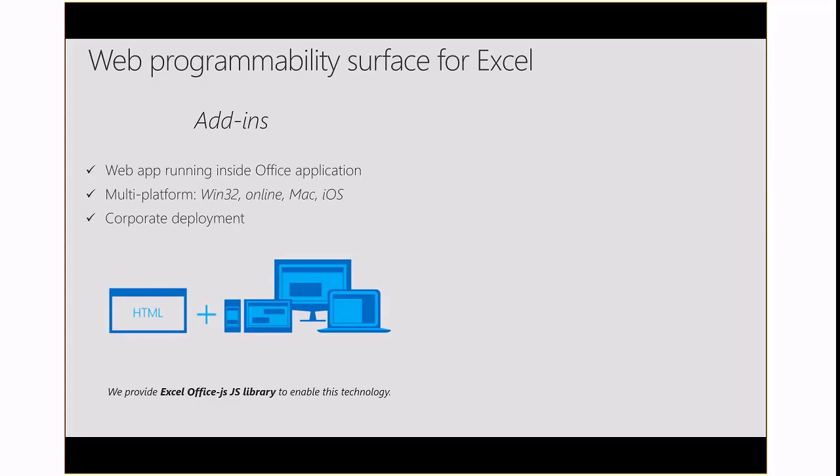On the left-hand side is the add-ins, which allows a web application to run inside of the canvas. So you develop your add-ins once and test and deploy on all the supported platforms. And you can take advantage of centralized features such as Office Add-in Store and O365 admin deployment. And we offer a JavaScript library known as Office.js to enable this technology.